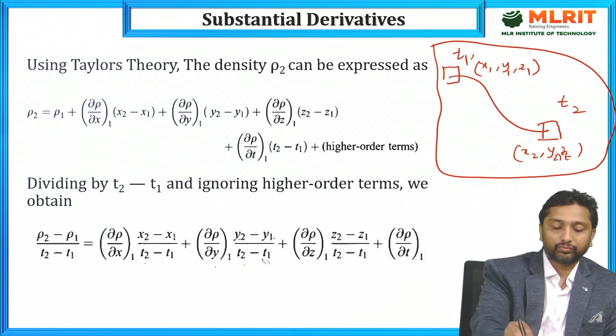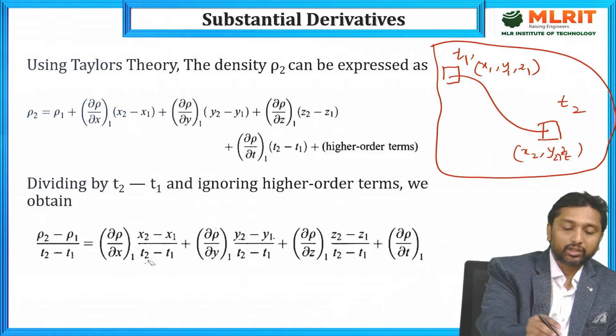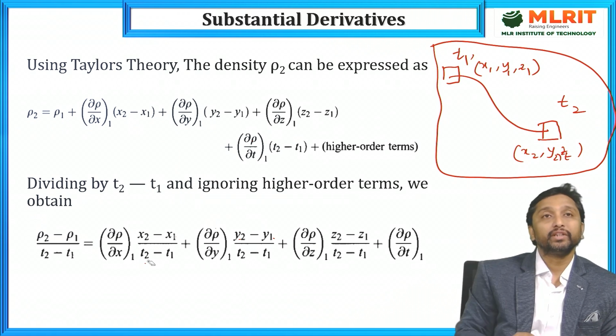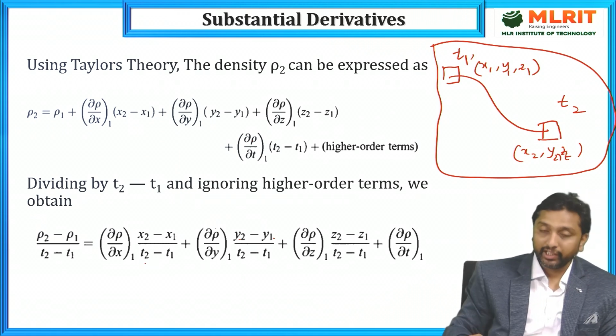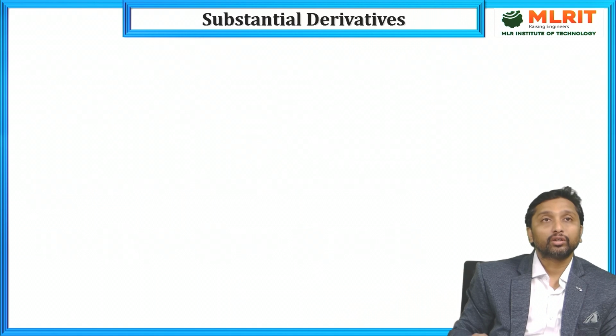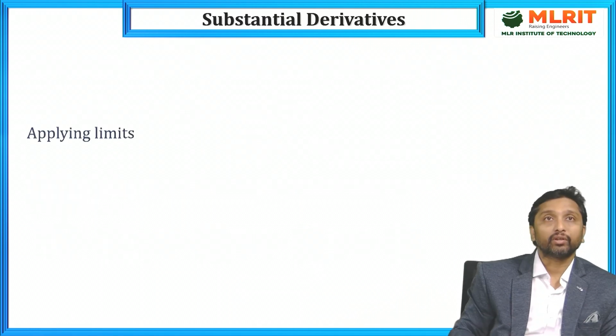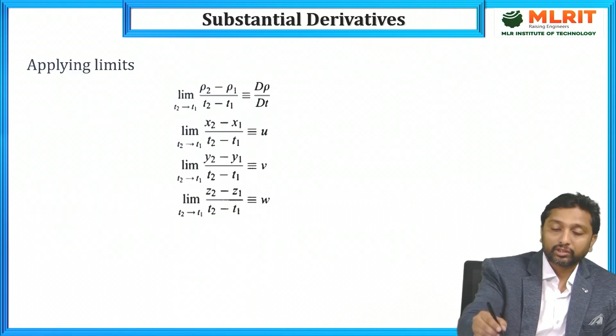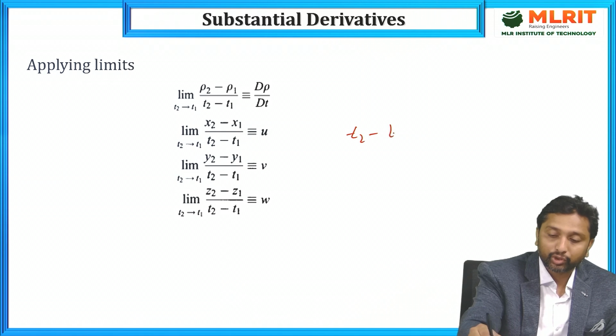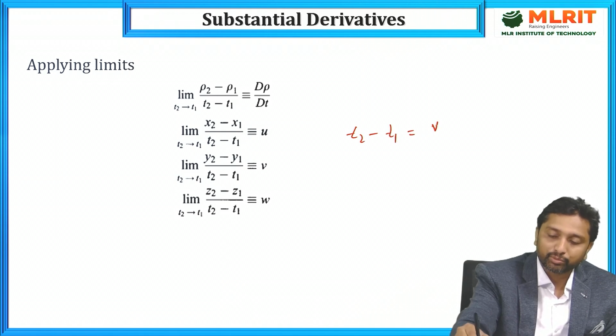Now let us apply limits to these conditions, that is the limit as t2 tends to t1. If t2 tends to t1, that means the time step is very small.